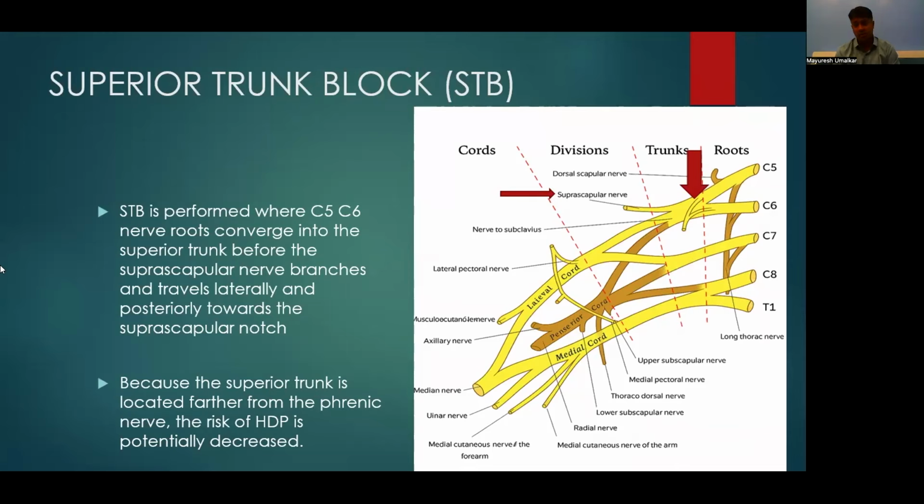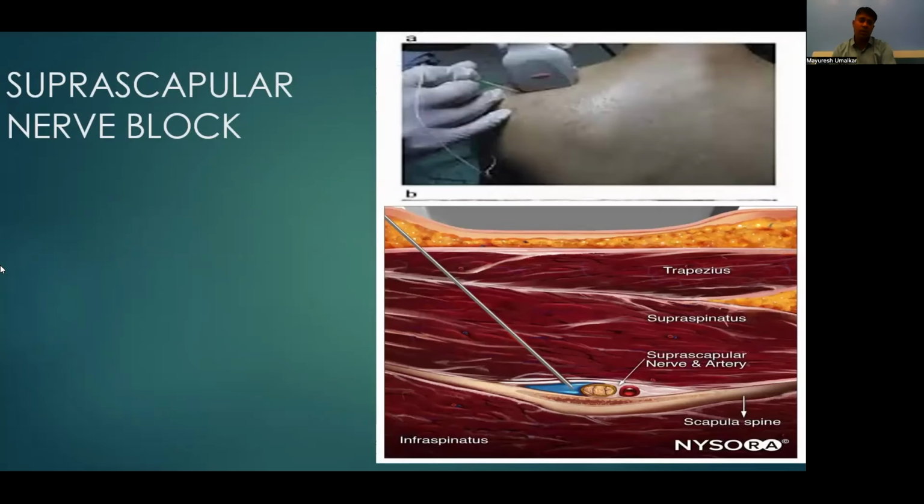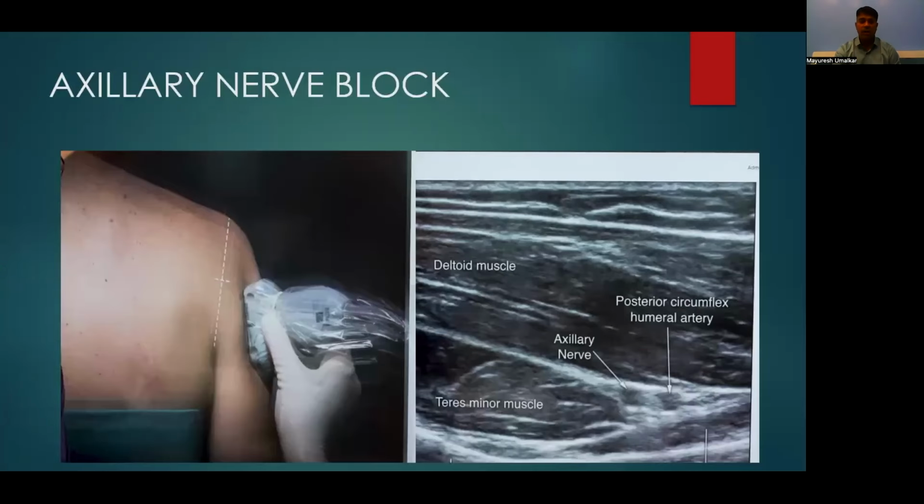The advantage of this superior trunk block is that because the phrenic nerve is located very far, the chances of hemidiaphragmatic paresis are less. Now, suprascapular nerve block, as we know, C5 C6 is the main branch which supplies the anterior and posterior shoulder. So, sonoanatomy, if you can see, trapezius muscle, supraspinatus muscle, and the suprascapular nerve and artery lie deep in the suprascapular fossa.